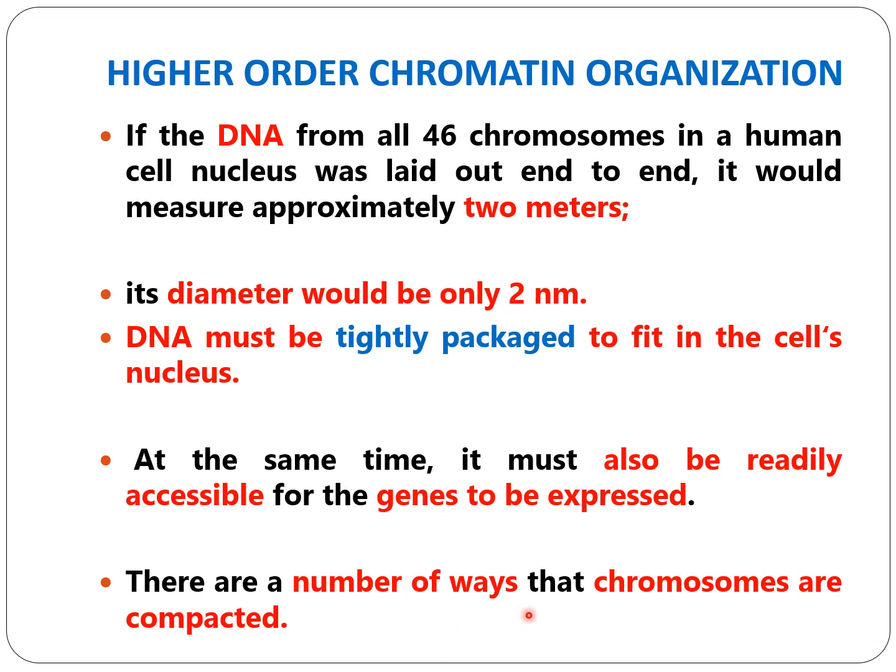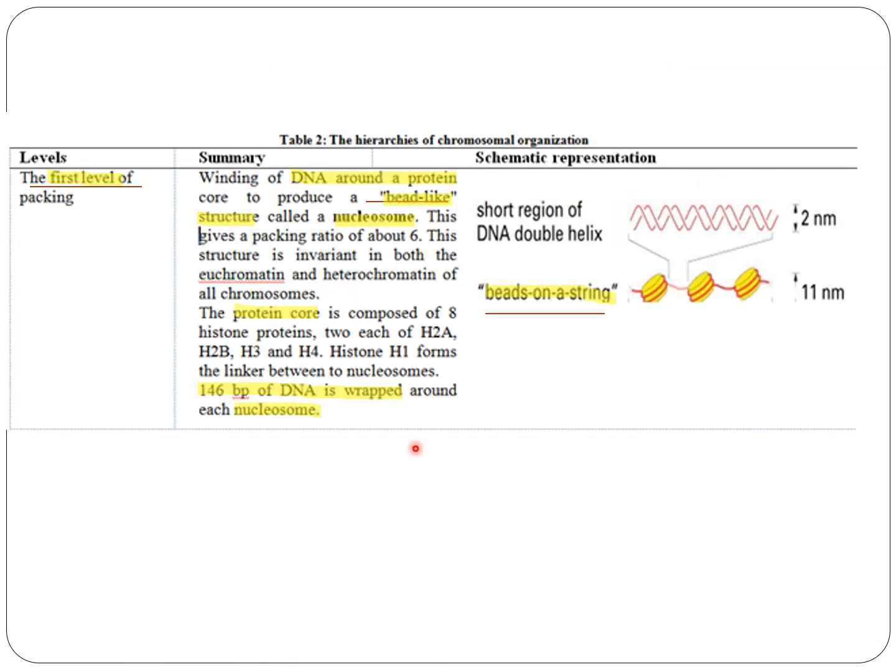There are a number of ways in which the chromosomes can be compacted or arranged compactly. The chromatin is organized in 3 levels. In the first level of packing, the DNA is wrapped around the protein and it produces a beaded-like structure called nucleosome. This is the DNA part which is enlarged, and this DNA is about 2 nanometers in diameter. And the beads on a string appear to be around 11 nanometers.